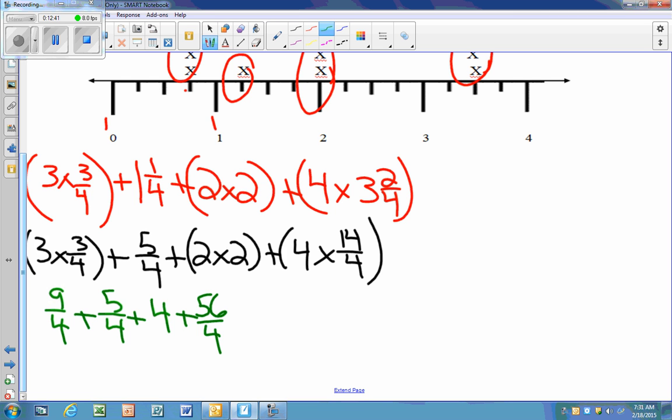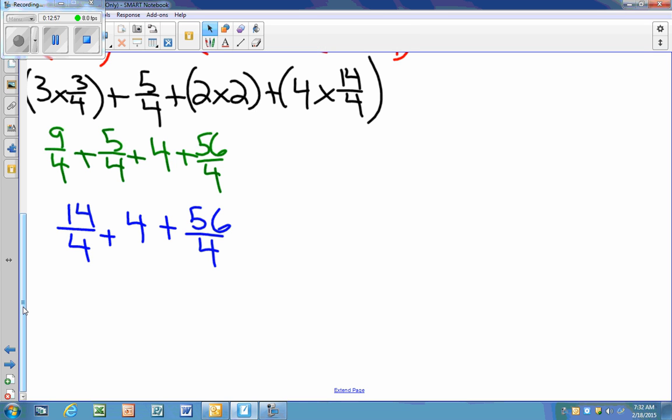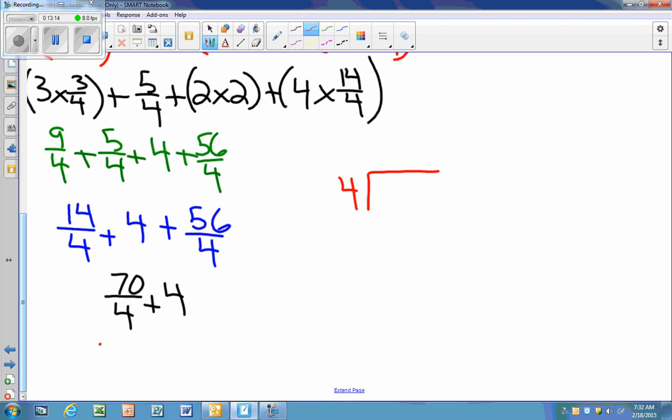So now I'm going to add up all my fourths, but leave that whole number that's there, and I'll deal with that after. So I have 14/4 plus the whole number of 4 plus 56/4. Now I'm going to add the other 2/4 together. When I add the other 2/4 together, I get 70/4 plus 4. And now I'm going to turn 70/4 into a mixed number. And when I do that, for those of you who don't know what I'm talking about, I'm going to do this on the side right here to show you.